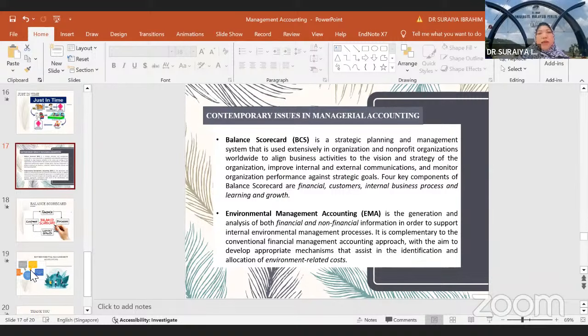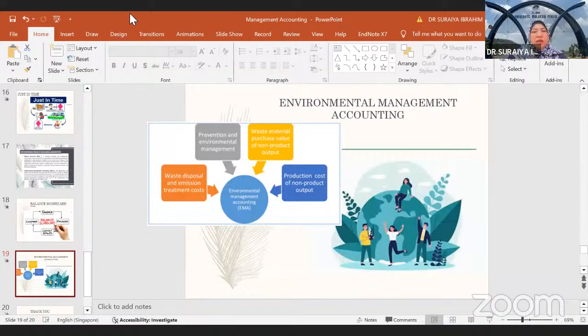If you look at this, they have environmental management accounting features that are very important to look at, for example, in terms of waste disposal and emission treatment costs, production costs of non-product output, waste material purchase value of non-product output, and prevention and environmental management, right?